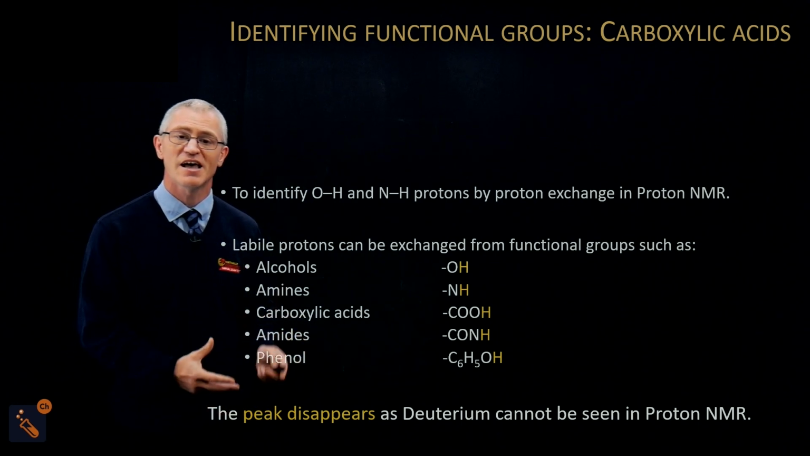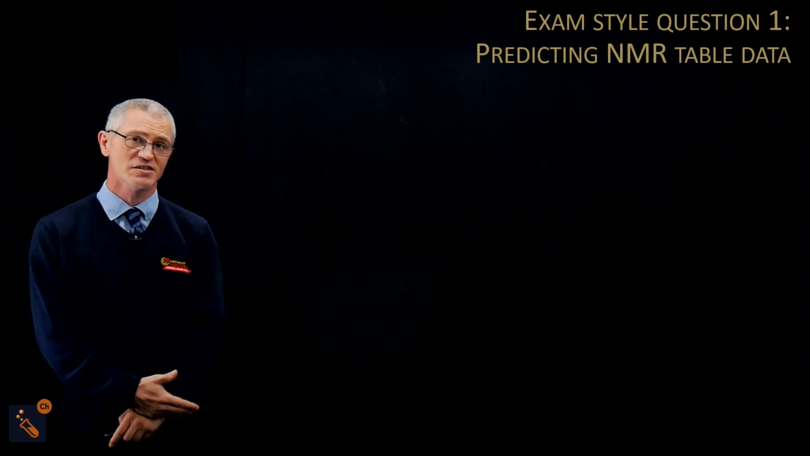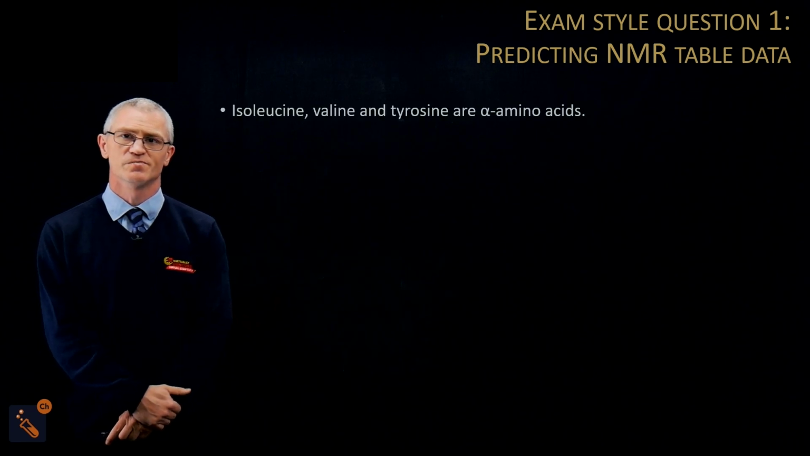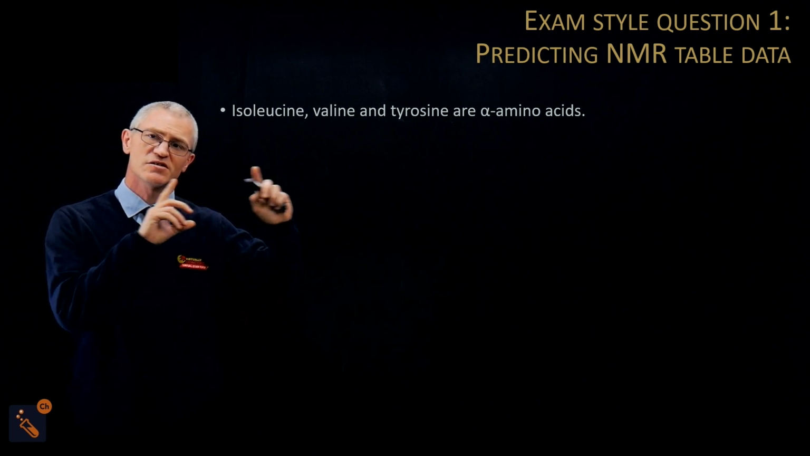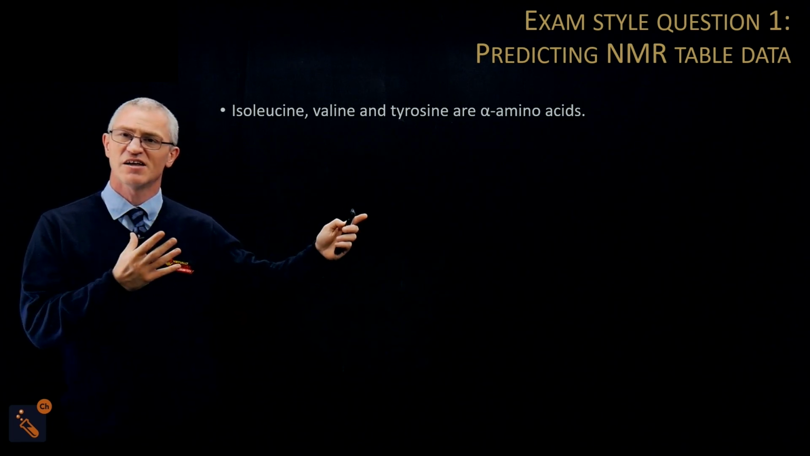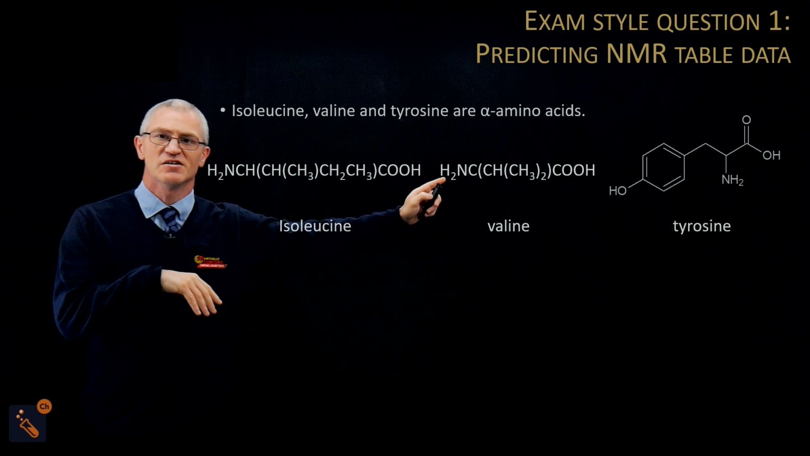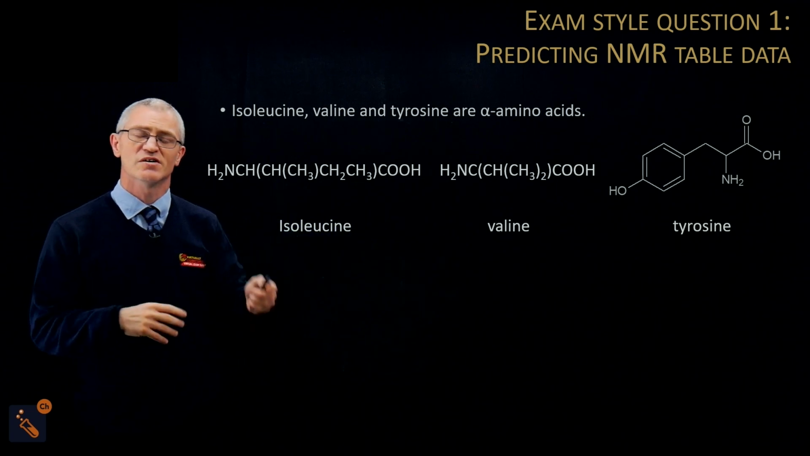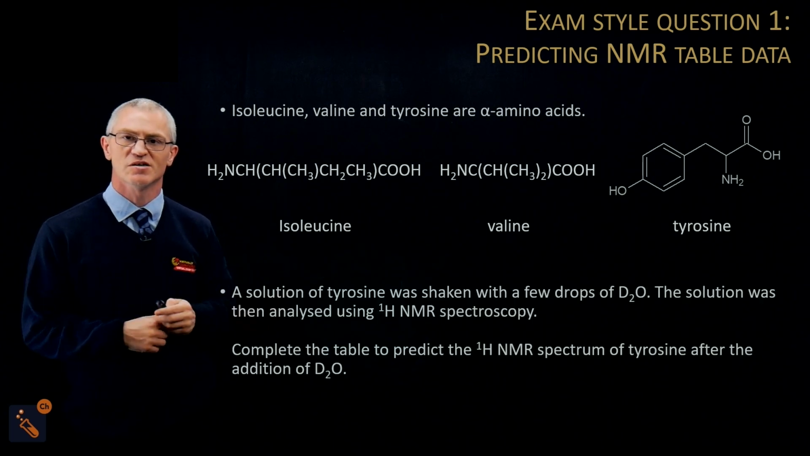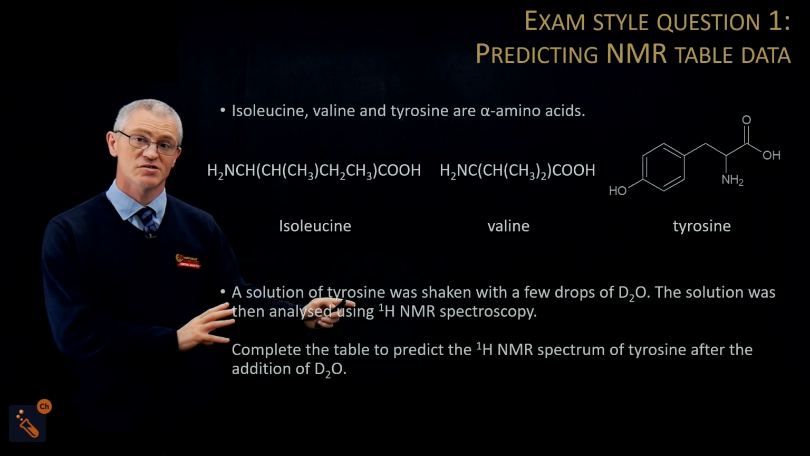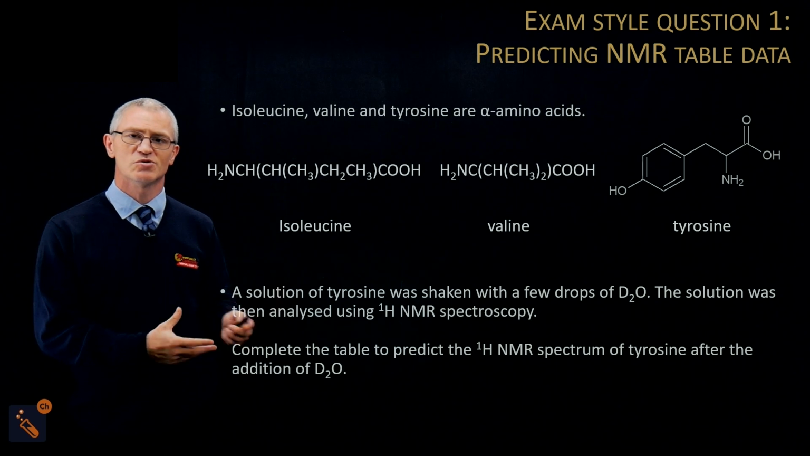We're now going to move on to exam style questions concerning creating a table and doing an MCQ. The first one is to do with tyrosine. Normally they give you 3 different structures and normally they are amino acids. You can see one structure here is done as a structural formula, another one as a structural formula, and they do that to make it more difficult. They often also do skeletal at the end, especially when it's got benzene in, to make it more difficult. Now, they've shaken the tyrosine with D2O and they want to analyse it with HNMR or proton NMR. You've got to predict the table.